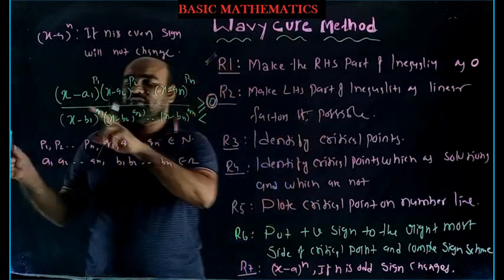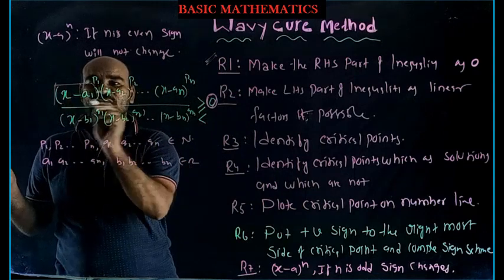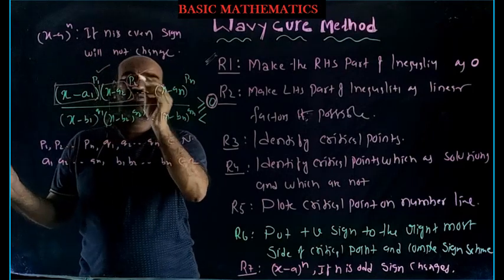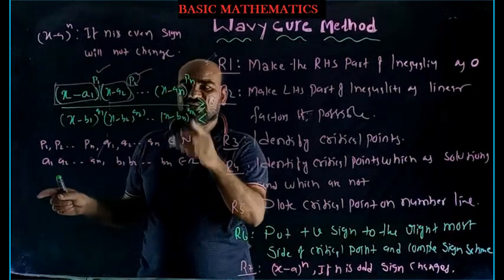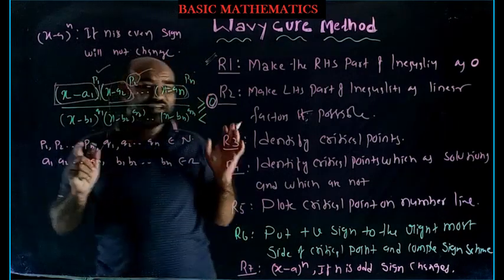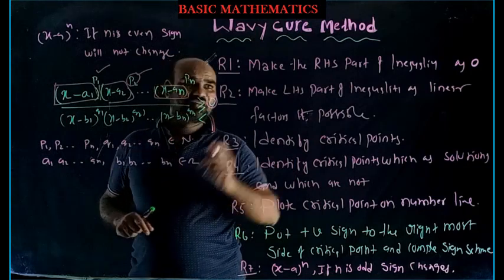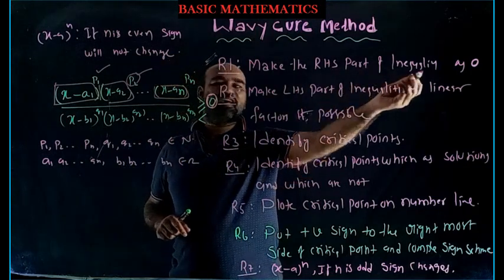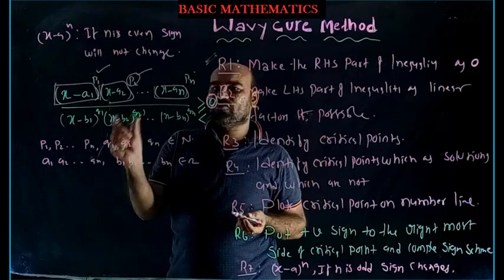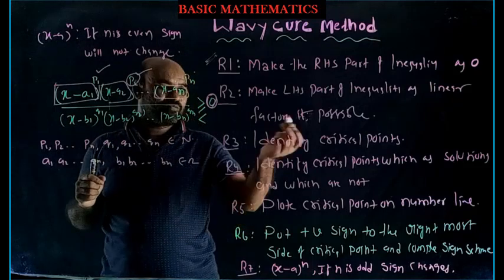(x - a1)^p1, (x - a2)^p2: this is a linear factor with some exponent, and that exponent is a natural number, clearly mentioned. So this is another linear factor with an exponent. So first of all, the given inequality should be converted into this form. Make the RHS part of the inequality 0. The second part is to make the LHS part of the inequality into linear factors, meaning linear factors with any exponent if possible.